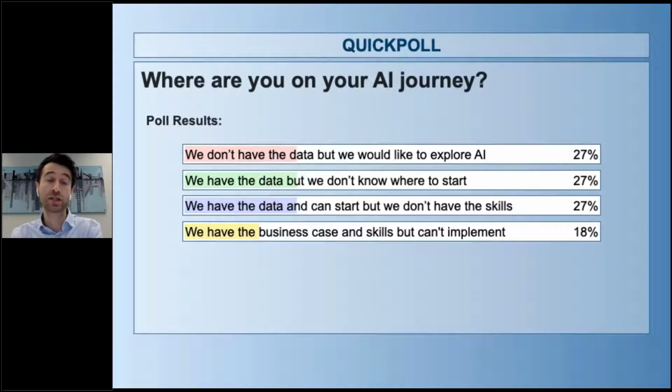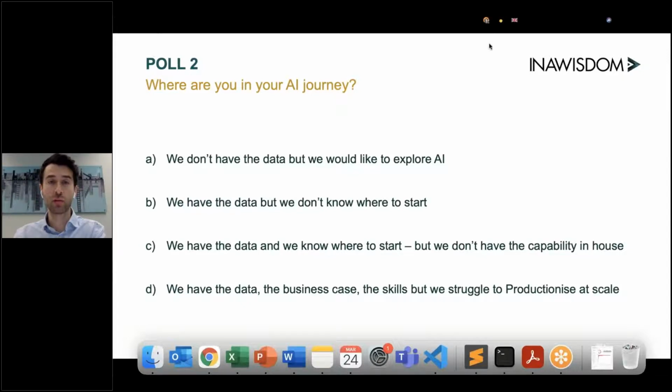So let's go to the next part of the presentation, which is all about getting started with AI.